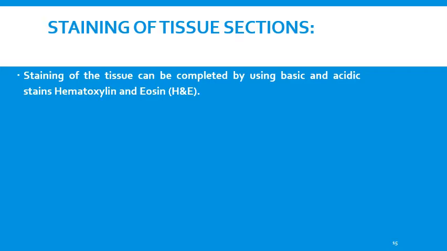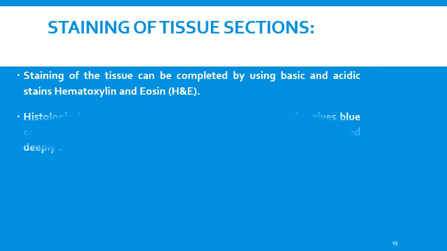The staining of the tissue sections can be completed by using basic and acidic stains, hematoxylin and eosin. Two stains are used, basic and acidic. Hematoxylin is basic and eosin is acidic, and they are referred to as H and E.